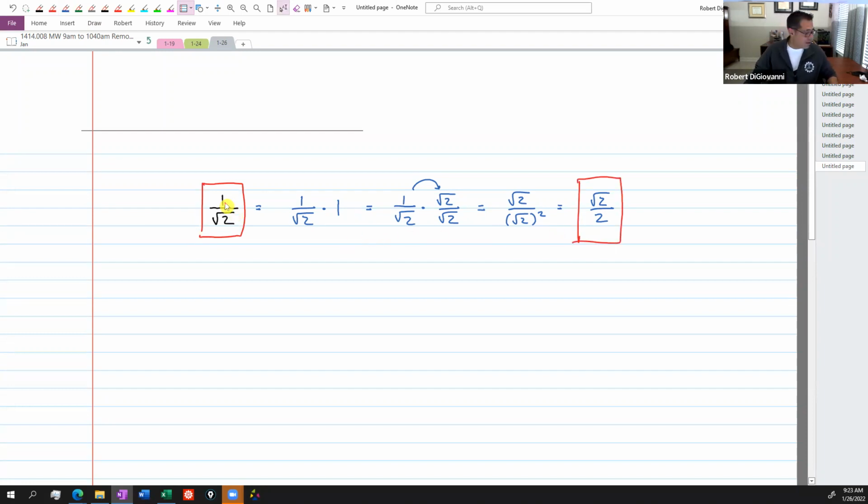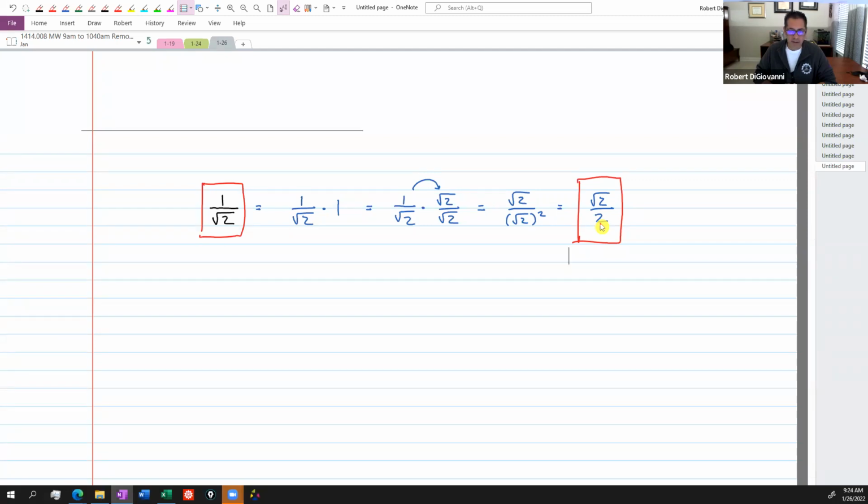If you have your calculator out, do this. Do 1 divided by the square root of 2, and you're going to get an answer. All right. After you do that, do the square root of 2 divided by 2 on your calculator, and you should get the same answer.